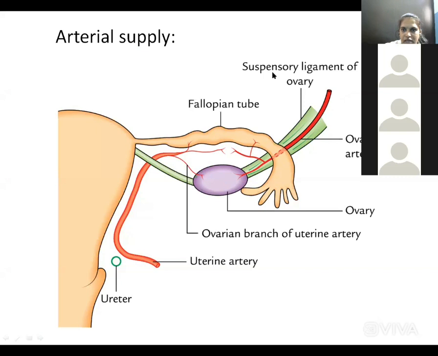So, arterial supply is the ovarian artery, which arises from the aorta, and the branches of the ovarian artery enter through the hilum and supply the ovary, whereas the rest of the artery continues medially to anastomose with the uterine artery. Along with the ovarian artery, it also receives blood supply from the uterine artery. That is, branches of the uterine artery also enter through the hilum. So two blood supplies: major from the ovarian artery and small from the uterine artery.